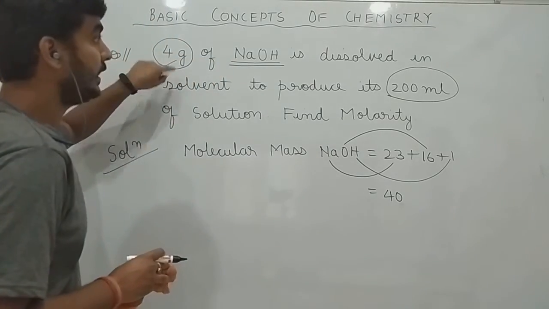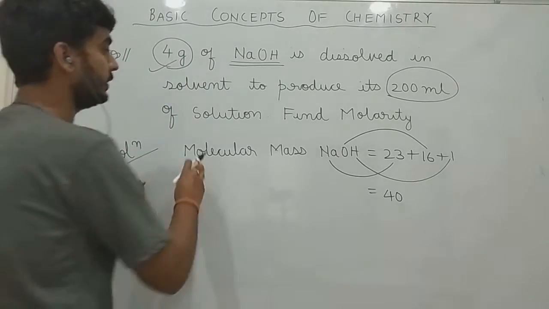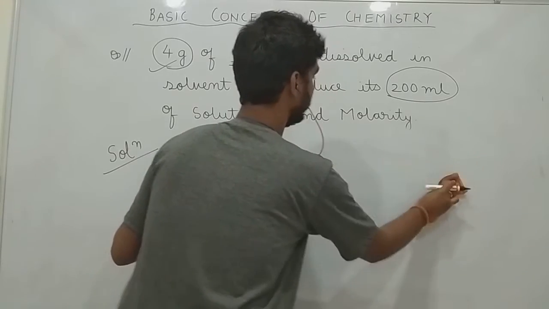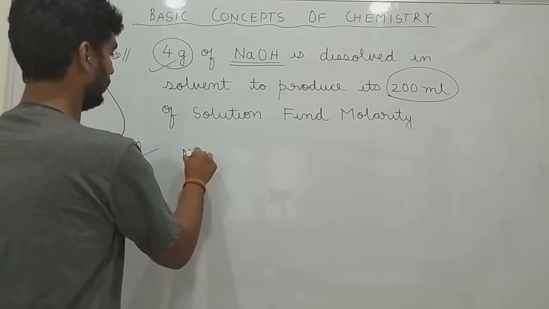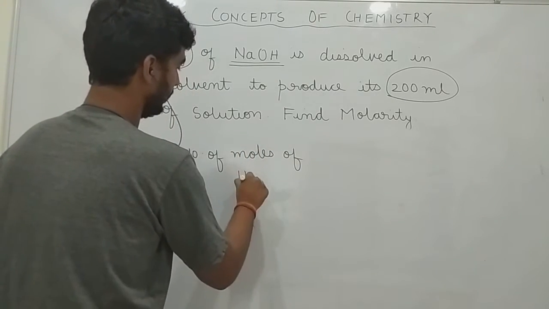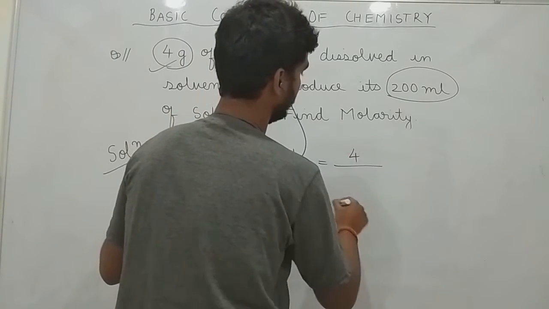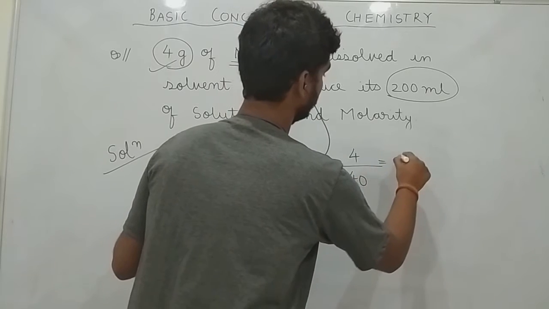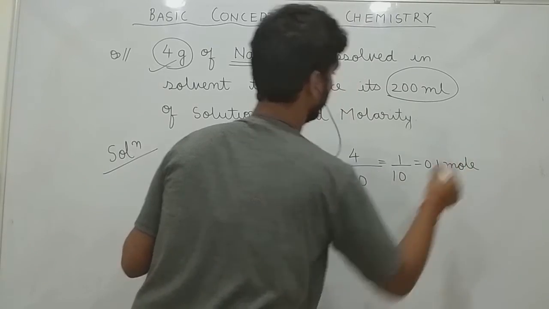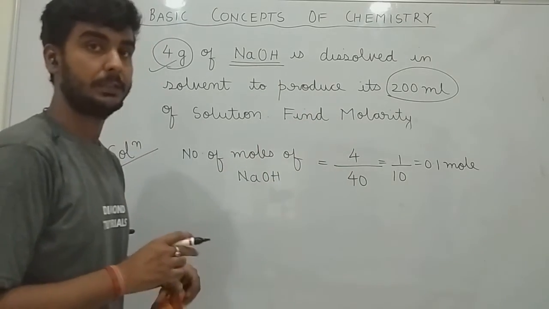We have been given 4 gram of NaOH, so we can find number of moles of NaOH. So what will be the number of moles of NaOH? Number of moles of NaOH will be given mass, that is 4 gram, divided by the molecular mass, that is 40. So it is 1 by 10 or 0.1 mole. So 0.1 mole is present in 200 ml solution.